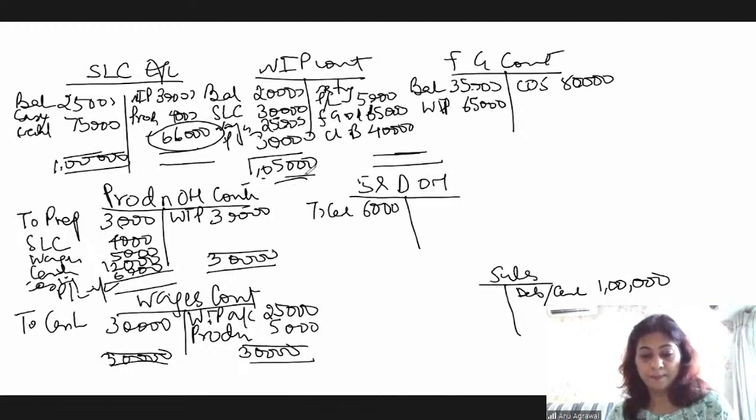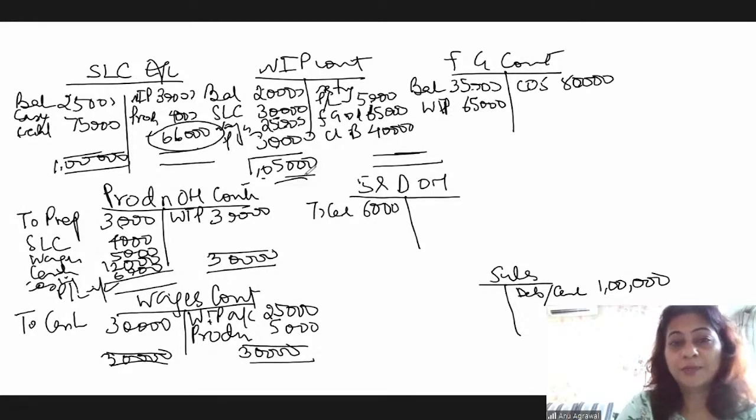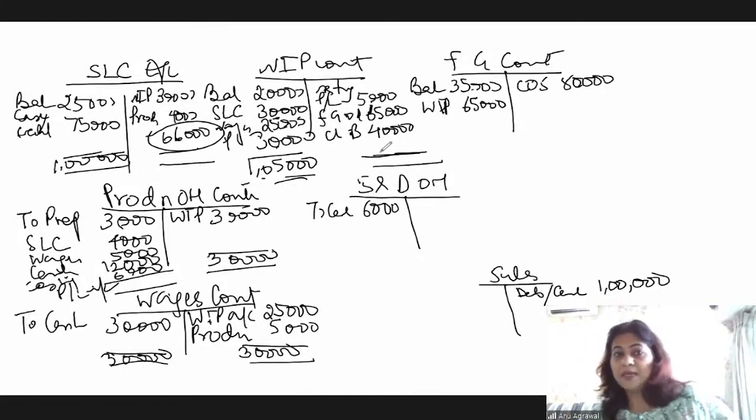Now the physical balance happens to be 40,000, but looking at it here, 5,000 plus 65,000 plus 40,000 is coming out to be 1,10,000. Right. So what are we going to do with that 5,000 balance?